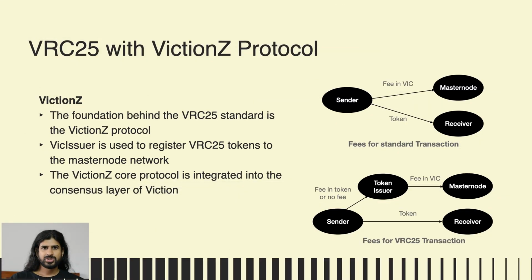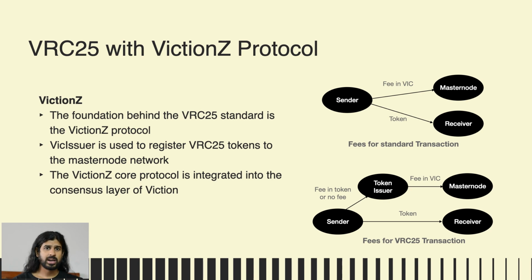Let's take a look into how the VRC25 standard works and what's involved on the infrastructure level to actually make this happen. The foundation behind the VRC25 standard is the Vicin Z protocol. The Vicin Z protocol was designed to simplify and improve the user experience for token transactions by eliminating the need to hold native tokens when paying for transactions. So Vicin Z is integrated and operates within different layers of the Vicin stack.